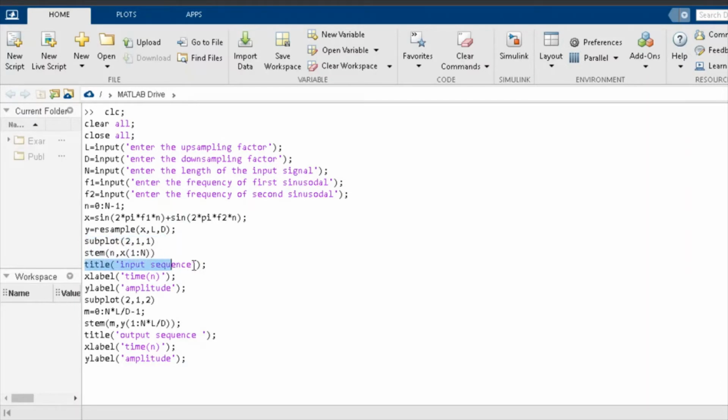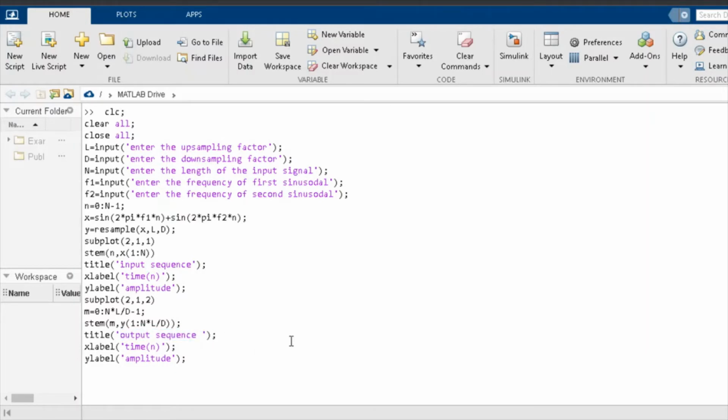The graph would have a title of input sequence. For the first graph, it is going to have an X label of time, and for its y-axis, the label will be amplitude. The same goes for the second graph. The only difference is that for the second graph, it would have the title output sequence.